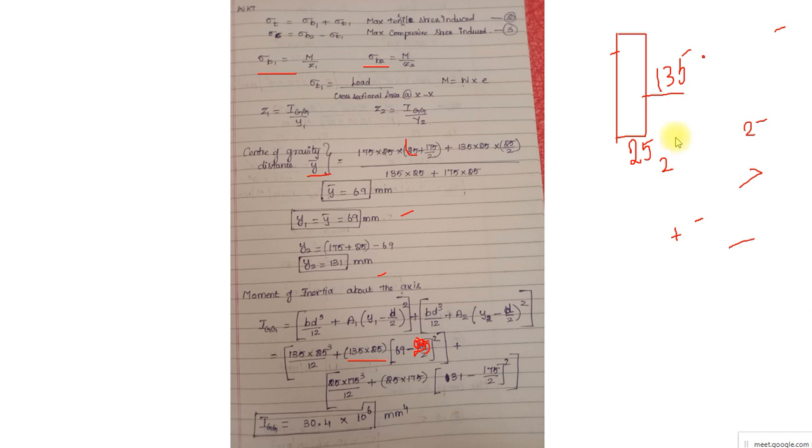Similarly, I'm having the other part where I need to find out the moment of inertia, where this is 175 and this is 25. I repeat the same procedure. Here I have taken the breadth as 25 and depth as 175. If I do that, I can write it as 25 into 175 cube by 12 plus 25 into 175. The 25 into 175 is the area. Y2 value is 131. So 131 minus 175 by 2 the whole square. If I use this formula, I can find out the moment of inertia here.